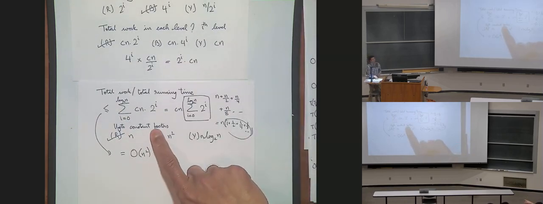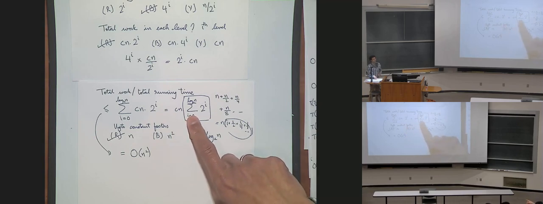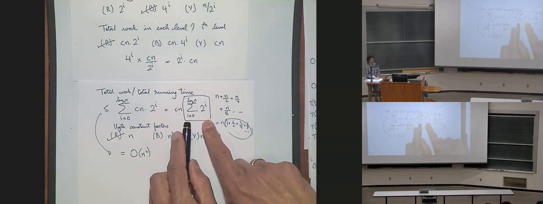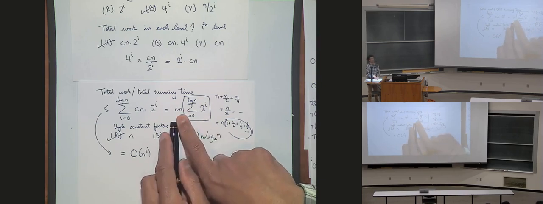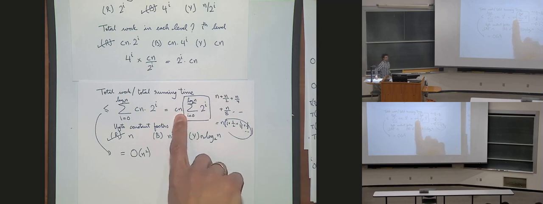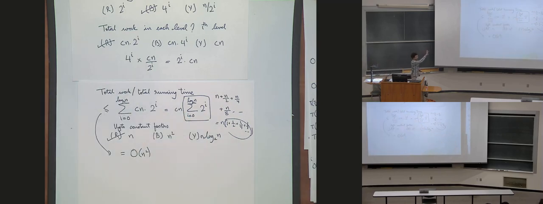But did we say it's n? The thing in the box is n, but you're multiplying by c times n. Oh, gotcha. Yeah, right? So you're right. Thanks for pointing that out. The thing in the box is n, but it's cn times n, so it's just n squared.